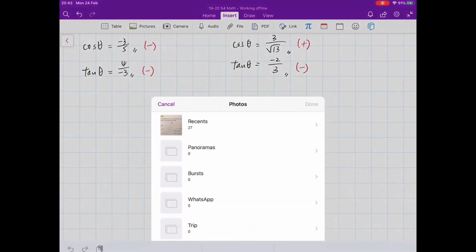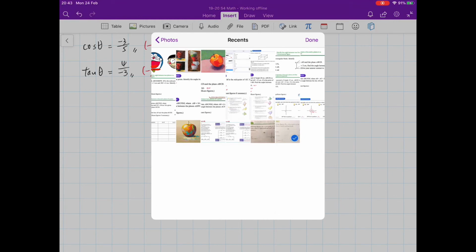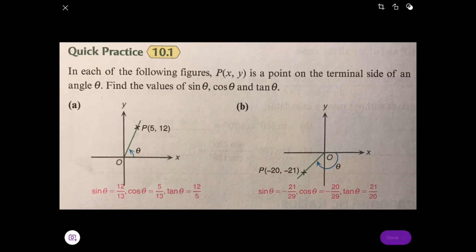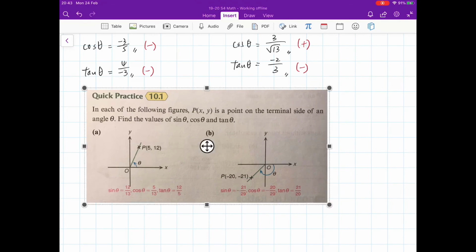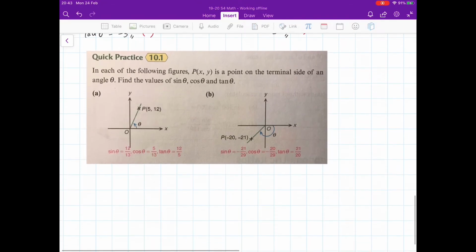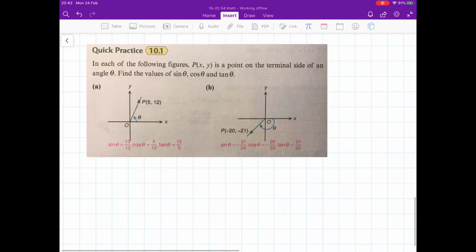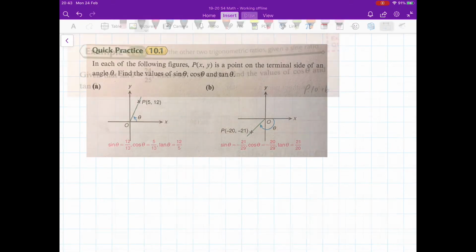So now please help me to do the correct practice 10.1, and check the answer for yourself. You can pause the video and do the correct practice.